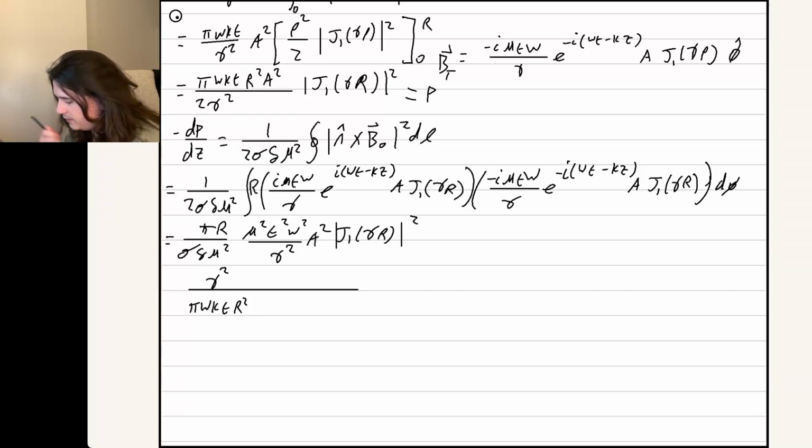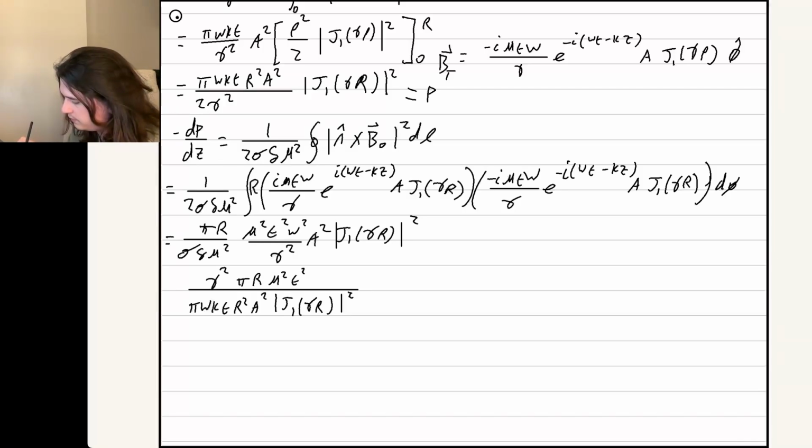So what was I doing? Okay, yeah, I was saying a squared j1 gamma r squared, and then minus dp dz was all this junk that we just wrote down. So pi r mu squared epsilon squared omega squared a squared j1 gamma r squared, and then over sigma delta mu squared. So that's a lot of terms, but we do get a lot of things that cancel out.